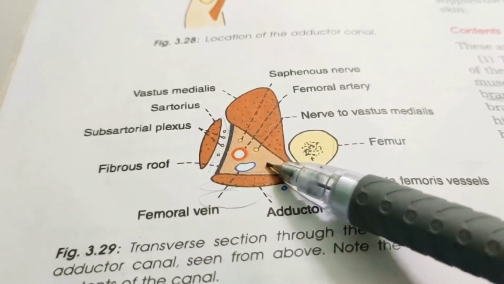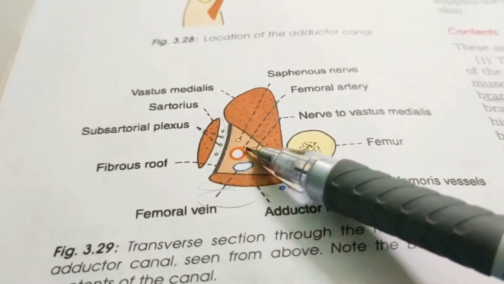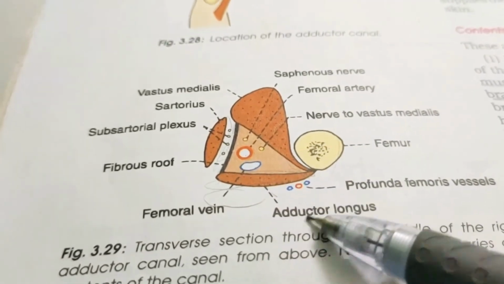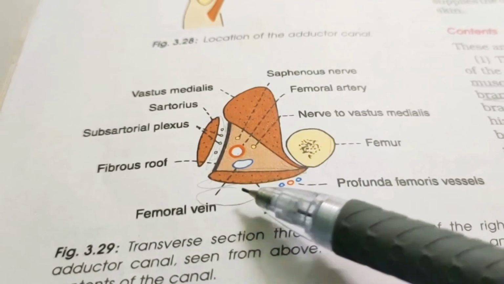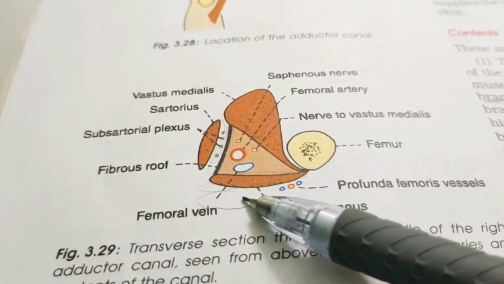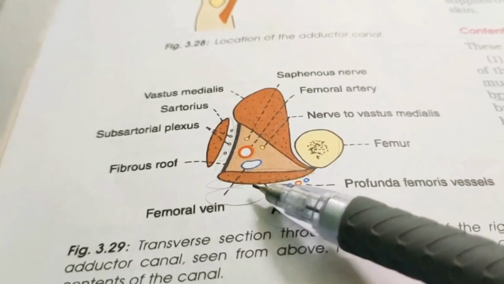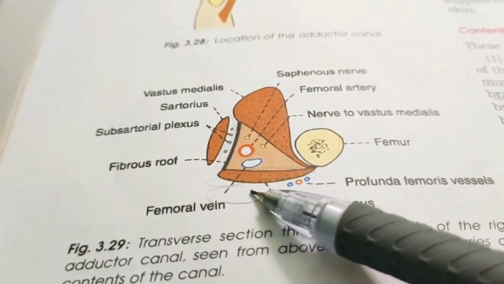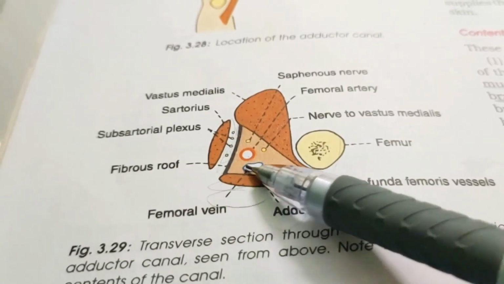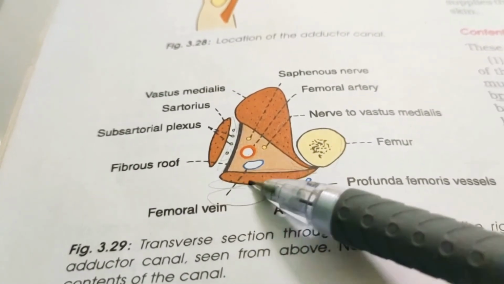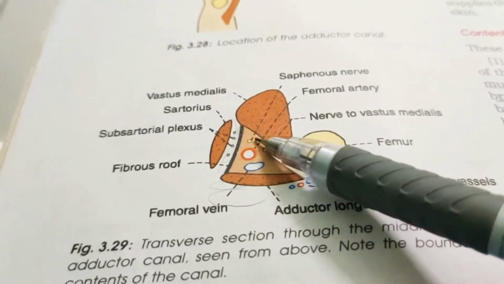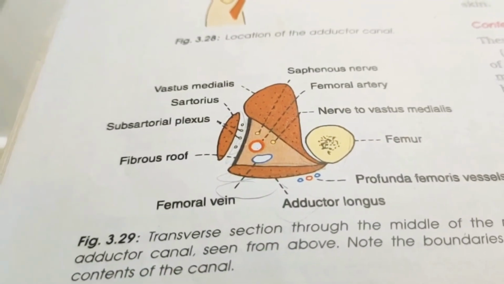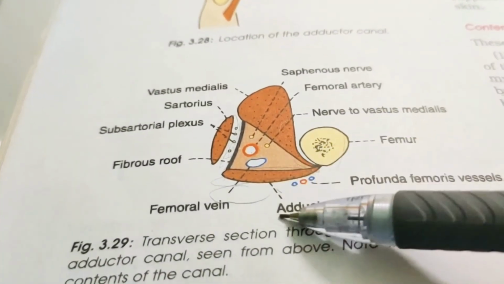Next there are two divisions of the obturator nerve inside. The anterior division emerges at the lower border of adductor longus, so you can see below adductor longus you will have the adductor magnus. It gives branches to the subsartorial plexus and ends by supplying the femoral artery. The posterior division of the obturator nerve runs on the anterior surface of adductor magnus and accompanies the femoral and popliteal arteries, and ends by supplying the knee joint.